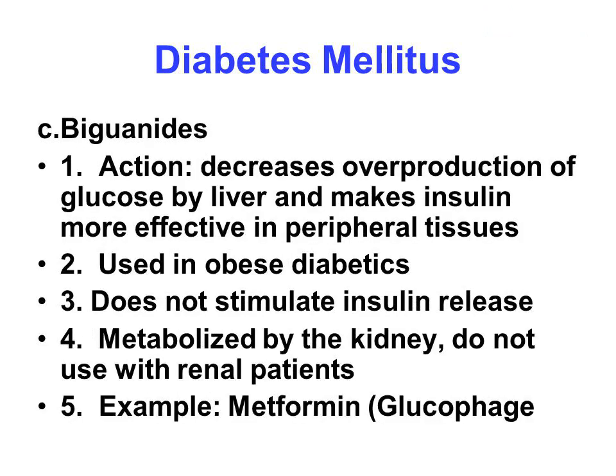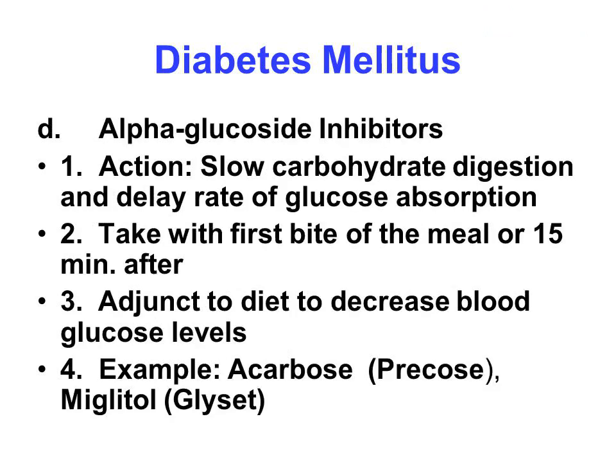Diabetes mellitus. C. Biguanides. 1. Action: decreases overproduction of glucose by liver and makes insulin more effective in peripheral tissues. 2. Used in obese diabetics. 3. Does not stimulate insulin release. 4. Metabolized by the kidney, do not use with renal patients. 5. Example: metformin, Glucophage.